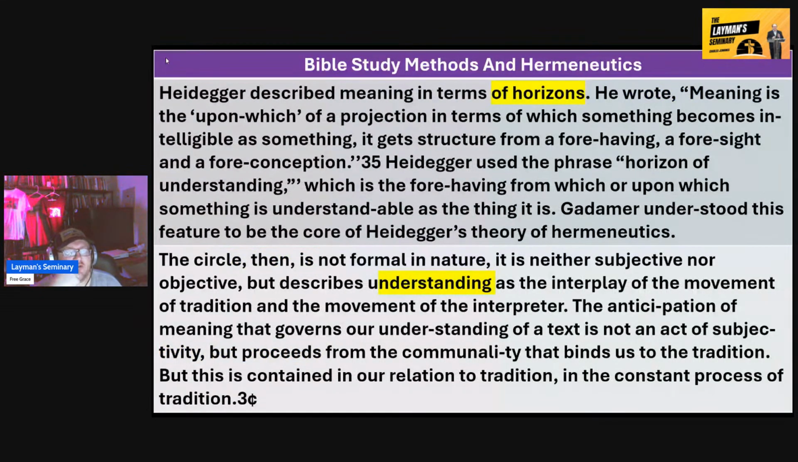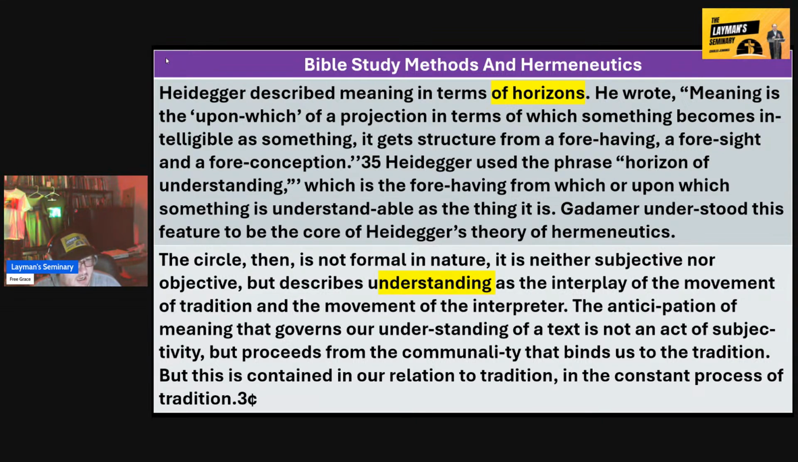Heidegger described meaning in terms of horizons. He wrote, "Meaning is that upon which a projection in terms of which something becomes intelligible as something. It gives structure from a forehaving, a foresight, and a foreconception." Heidegger uses the phrase horizon of understanding, which is the forehaving upon which something is understandable as the thing it is. Gadamer understood this feature to be the core of Heidegger's theory of hermeneutics.